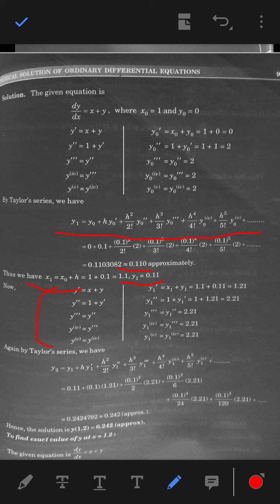By replacing the value of x by x1 and the value of y by y1, we find the particular values of y1', y1'', y1''', the fourth order derivative, and the fifth order derivative as this. Again putting these values in our Taylor series method, we find that the approximate value of y2 comes out to be 0.242. So the solution of the particular problem, that is the value of the function at 1.2, is 0.242. This is our numerical value that we have found by using the numerical method, that is the Taylor series method.